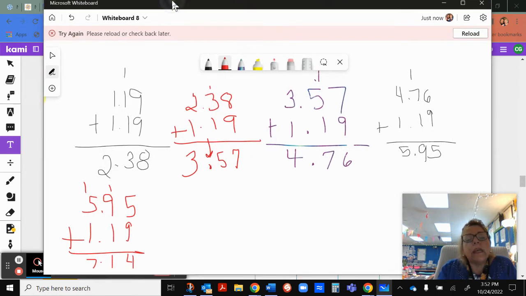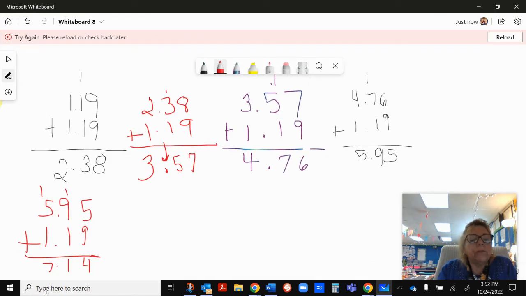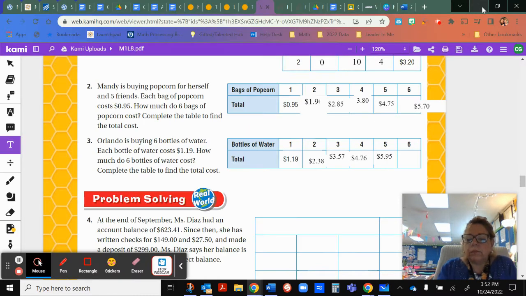So you can see that for 6 bottles, I'm going to put this in parentheses, it's $7.14.